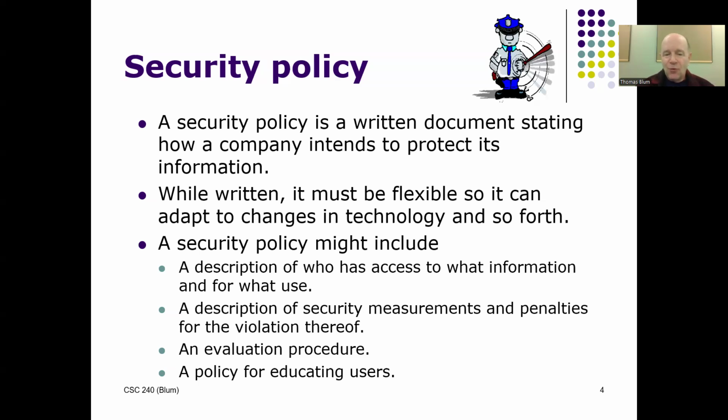Some of the things you should have in a security policy are who has access to what information. What information is in the database, and who has access to it? In a university, I may need access to what a student is taking, but I don't need access to their financial aid or the salaries of faculty and staff. That needs to be spelled out: what information do we have, and who has access to it?